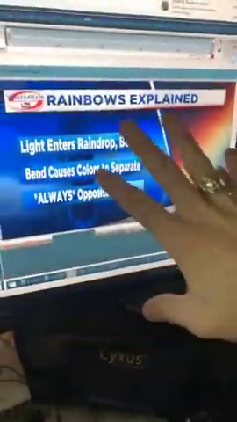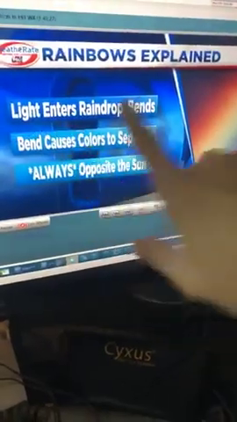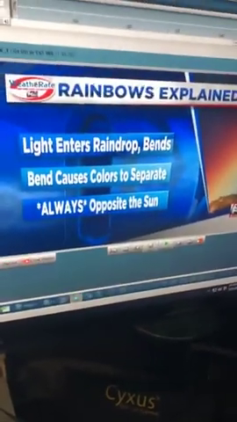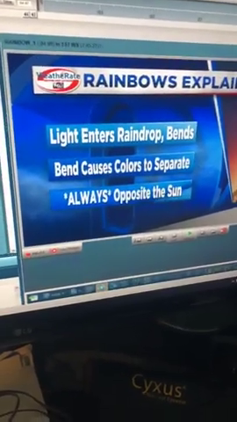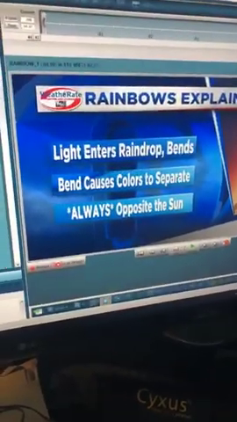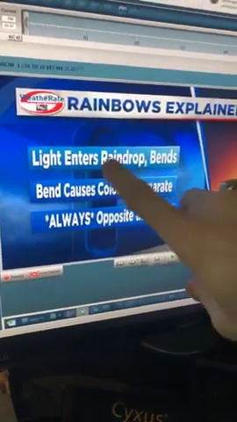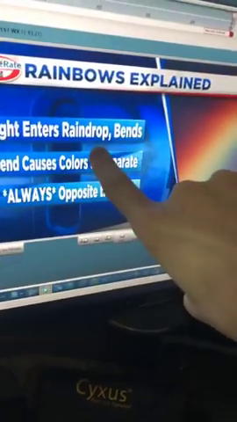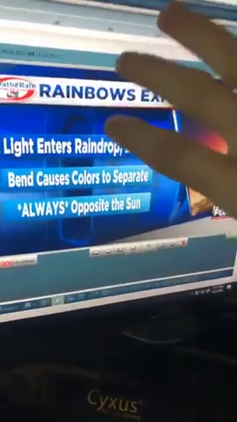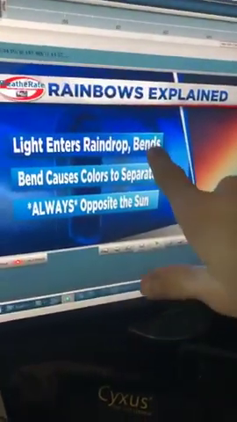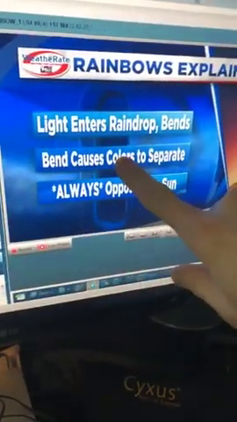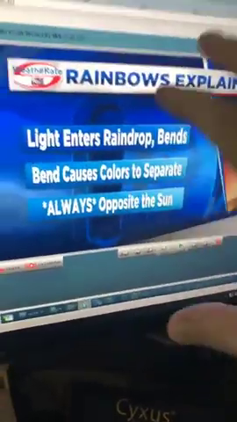So we're going to talk about rainbows today. Why they form, how they form, and all that good stuff. All right, here we go. So basically, light from the sun enters a raindrop. The raindrop has to be in the air. So this happens right as it stops raining, because even though it may not be raining over your head, there's still raindrops in the air. And as light enters that raindrop, it bends as light passes through the raindrop. The light bends, and as that bend happens, it causes the colors to separate.